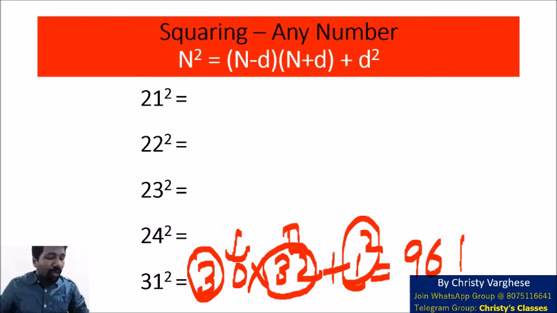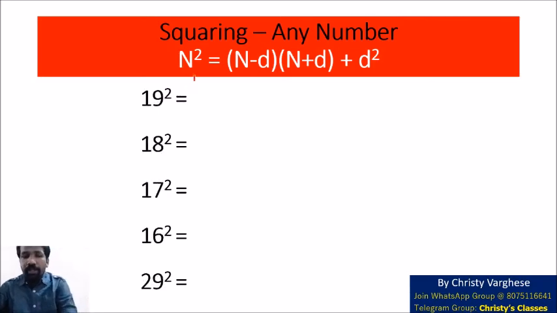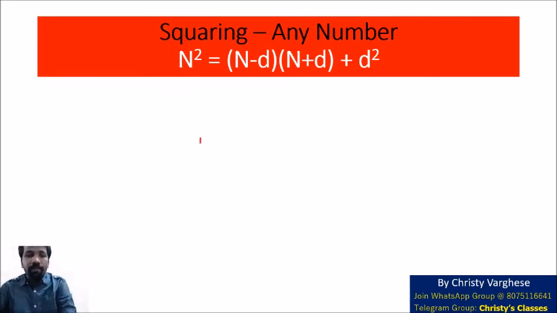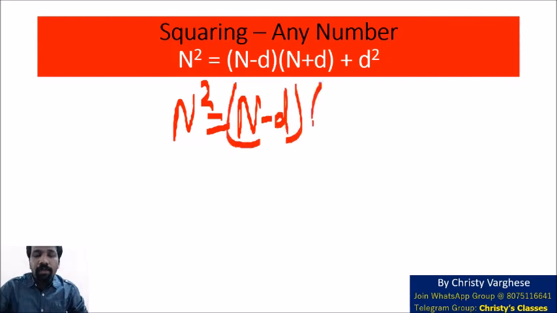Now I will explain why this method is working. The idea is very simple. The formula I have written at the top is the reason why this is working. n square is equal to (n minus d) into (n plus d) plus d square. I think all of you are able to read it.